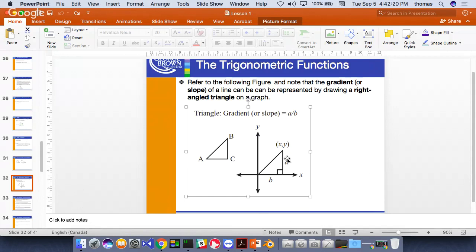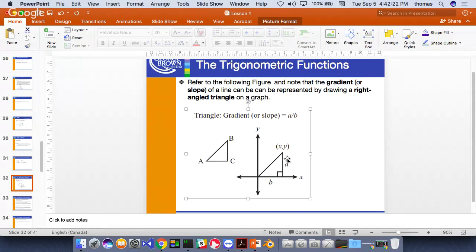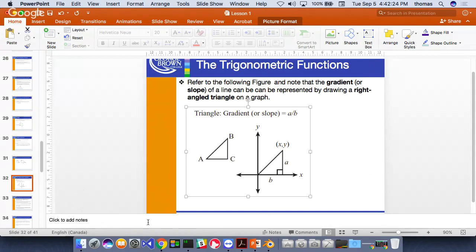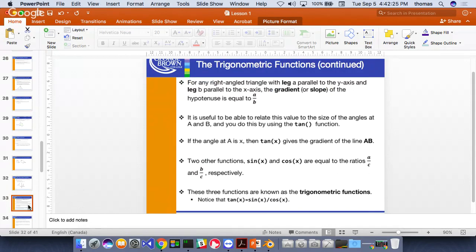Okay, so that's the beginning of the trigonometric functions. Let's keep going. It's getting pretty loud out there, which means we're coming to the end of class right now.